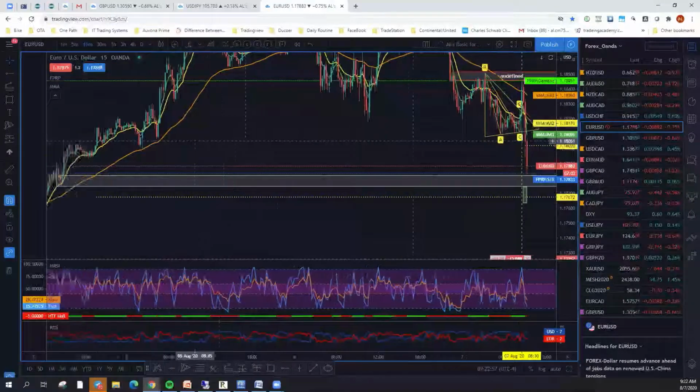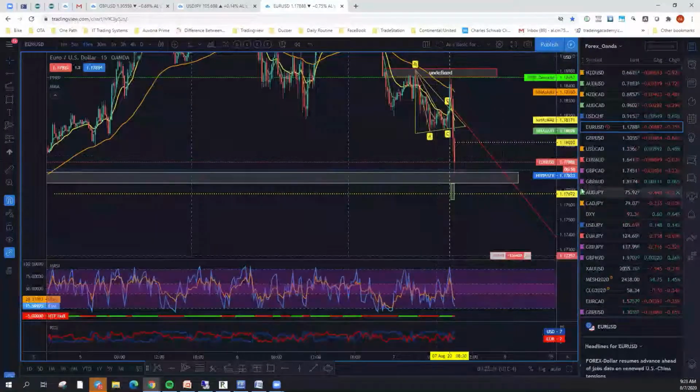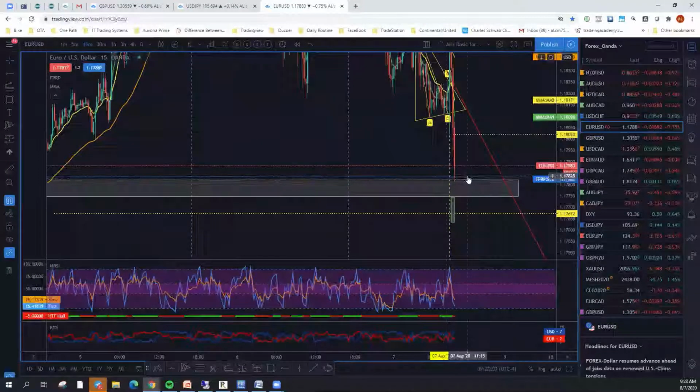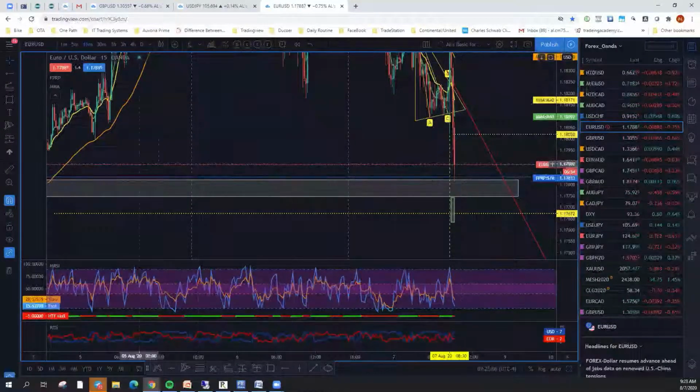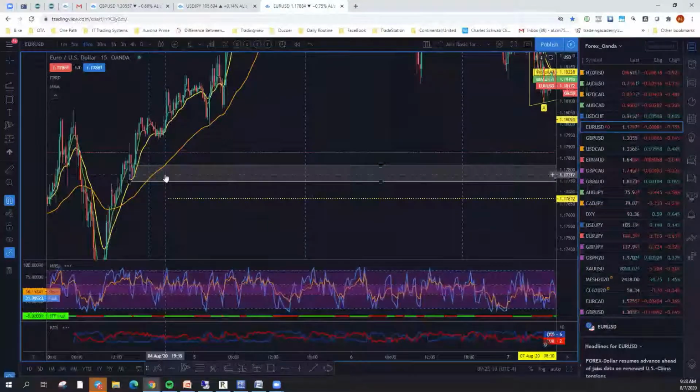Come all the way over here, and this is where the target was. You can see it bounced right off the top of that. It was right at the, there's our fib line. Came over here with it. So when you get a fib line and a target all at the same area, that's pretty strong.